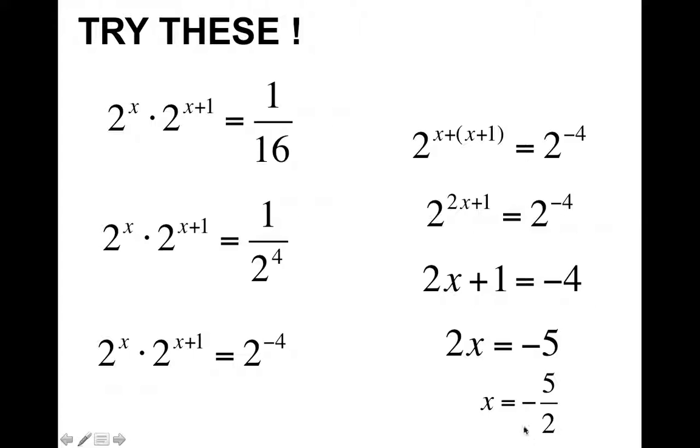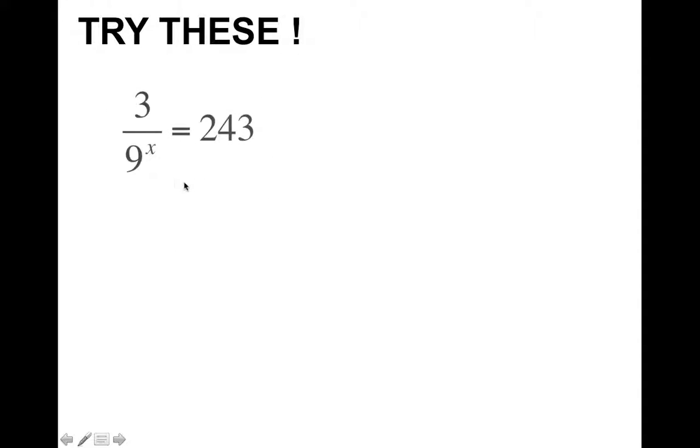If you want to check, you can put that exponent in here and here. So I put that x value in here and here, and you'll see it works out because this will end up being 2 to the negative 4, which is the same as this. All right, next one, or last one for you to try is this one.